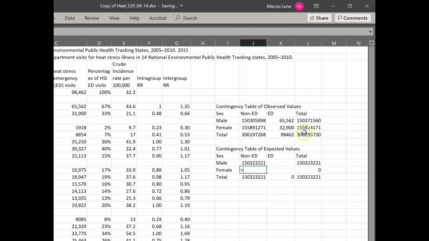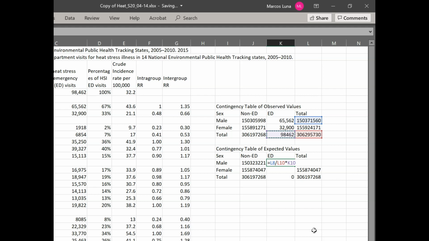We take the total number of females in the population, divide it by the total population, and then multiply it again by the same number over here, the total population who were not in the emergency department. Okay. The emergency department numbers, similar thing. We take again the total population of males as a proportion of the total population, multiply it by the total number of people in the emergency department.